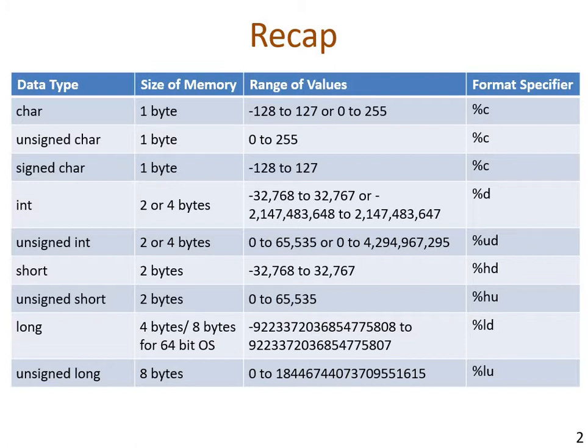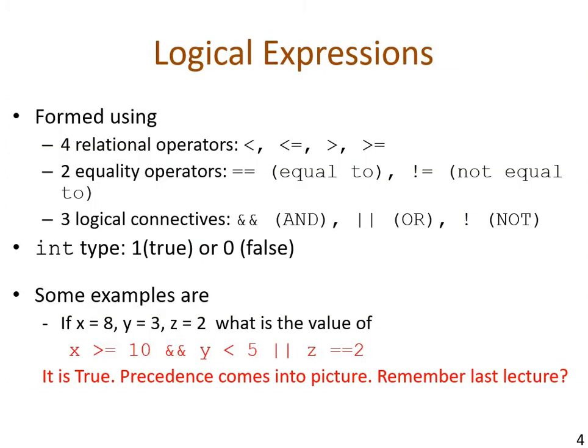So let's continue with this week's topics. That's with logical expressions, which lead into conditional statements. We have 4 relational operators in C language, that is less than, less than or equals to, greater than, and greater than or equals to. The 2 equality operators are double equals to for equal to comparison, and not equals to to compare whether both are equal or not.